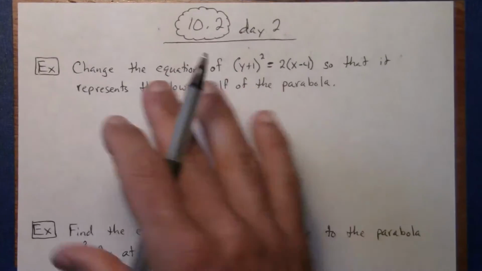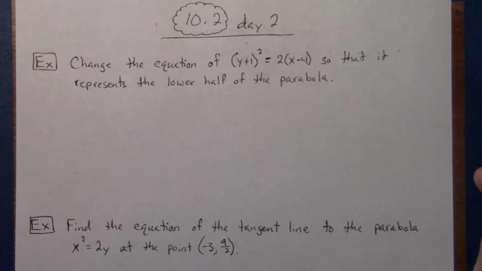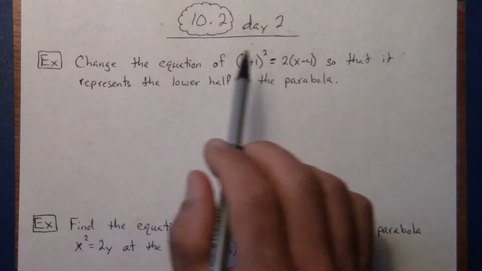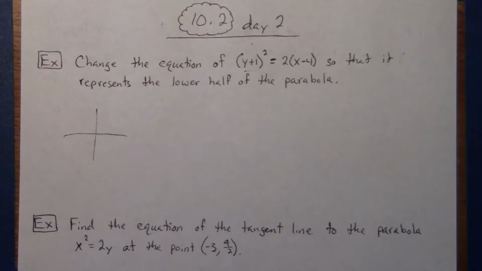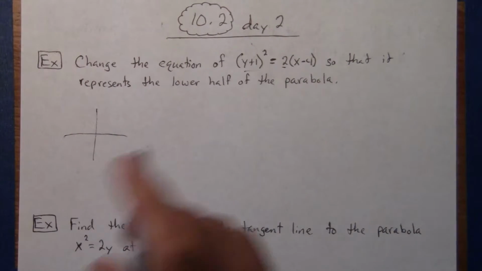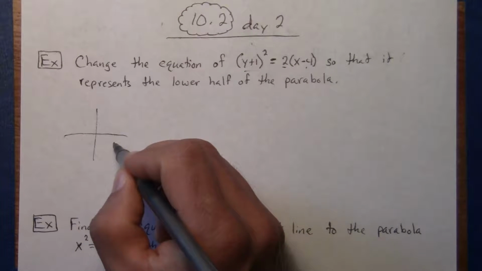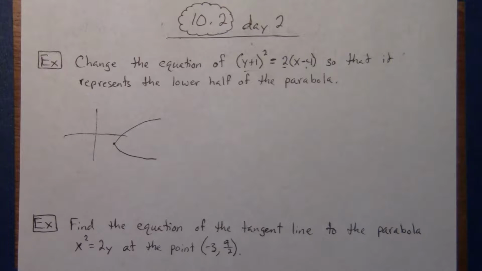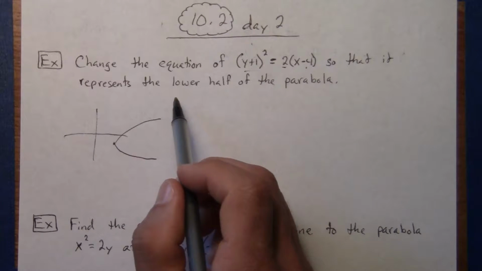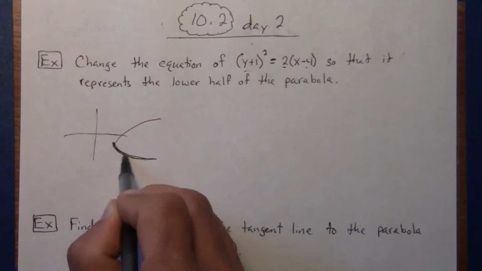Alright, so the very first one, like I said, it makes it confusing what they're asking for, but it's simple enough what they want. So when you look at this, because it's y that's being squared, this parabola is opening to the right, because this is a positive 2. So positive 4, negative 1, if I really wanted to graph it, it looks something like this. And what they're asking you to do is to change the equation so that it represents the lower half of the parabola. They want to know what this is.